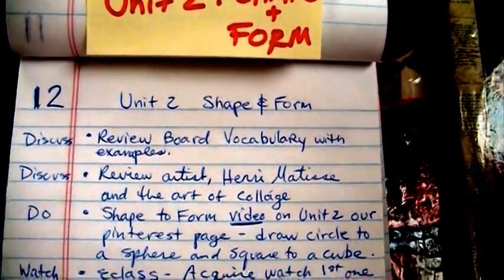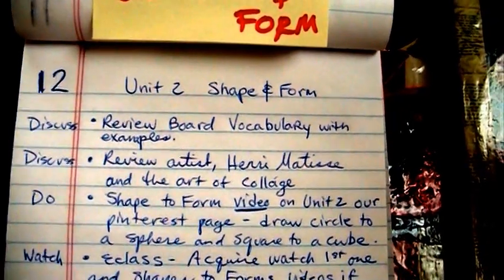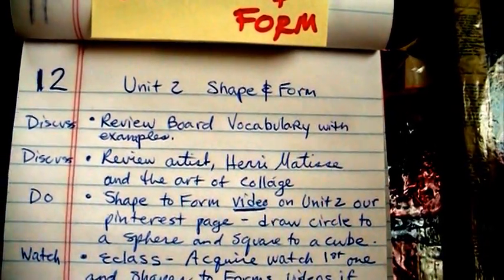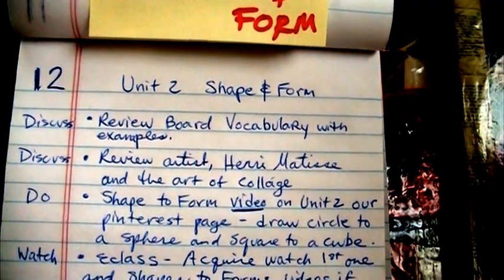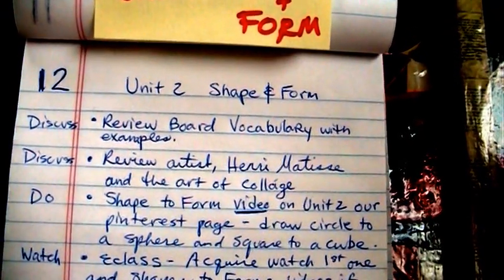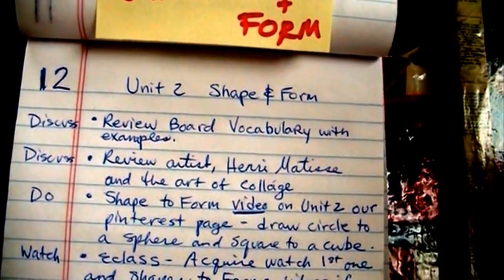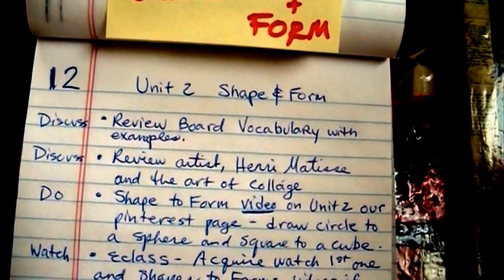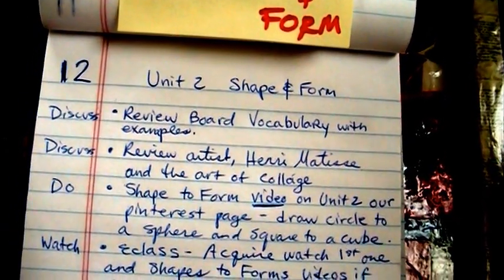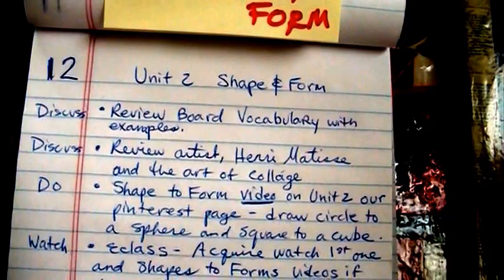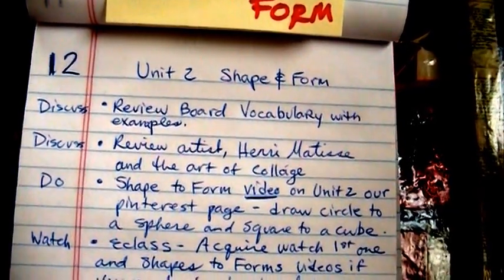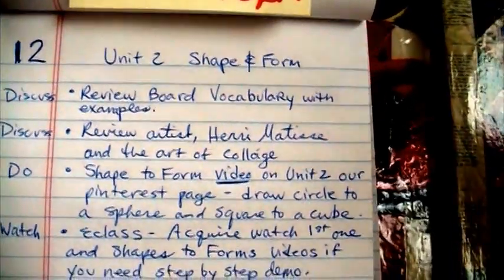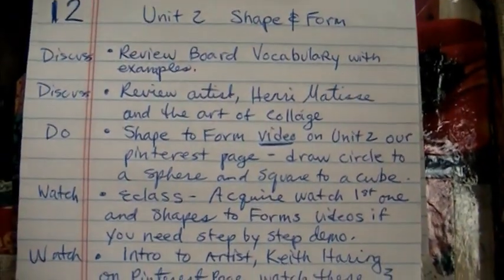We also looked at the board for some new vocabulary words: foreground, middle ground, background, and the difference between abstract and non-objective. We know that we're trying to distinguish the difference between 2D shapes and 3D forms so that we can learn how to do a still life and also for future projects in the non-objective.